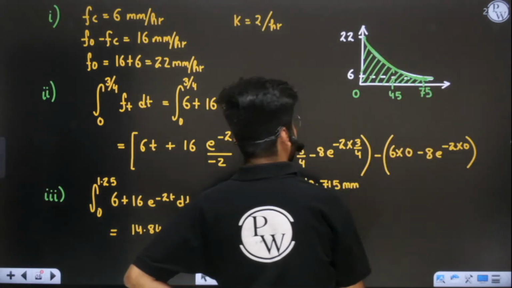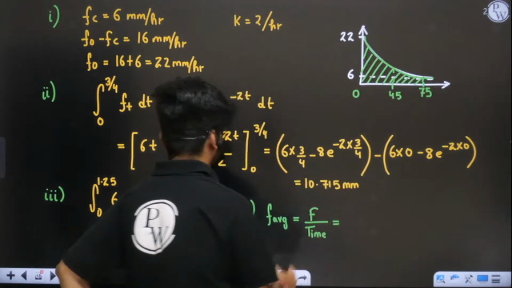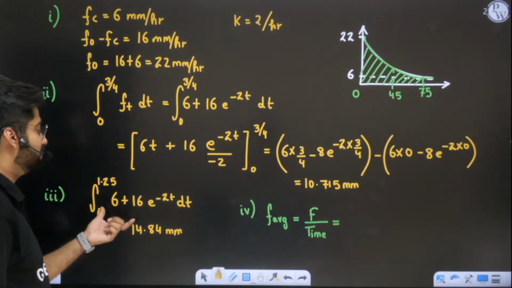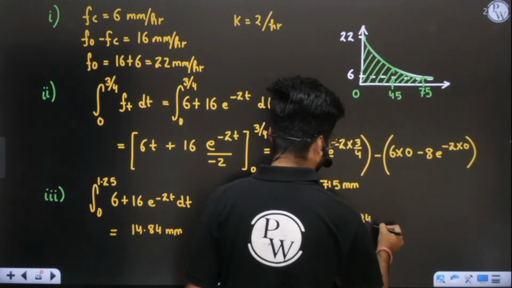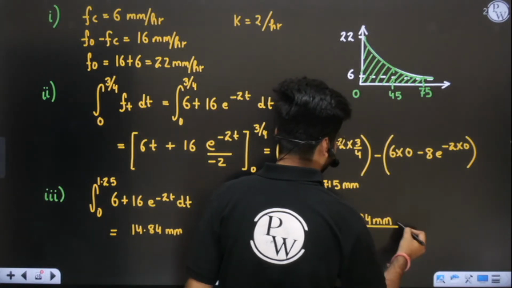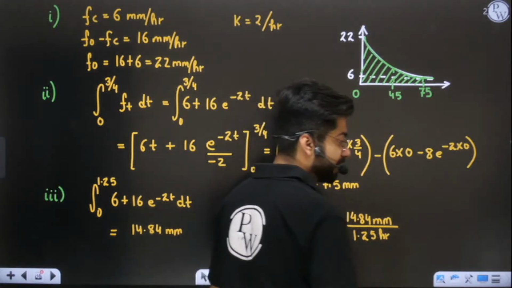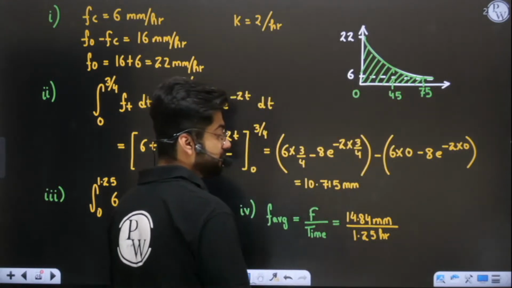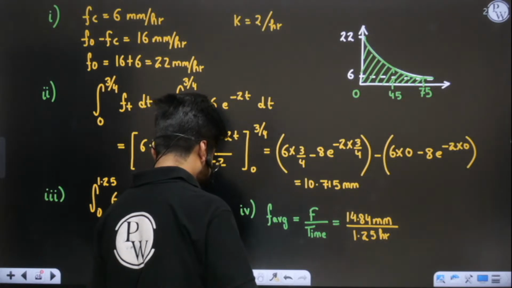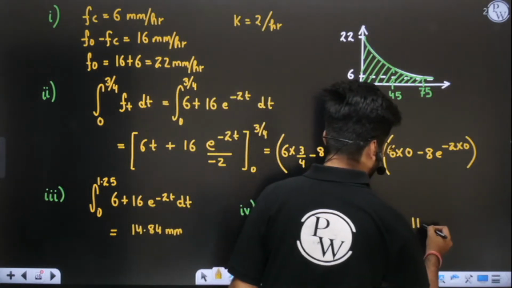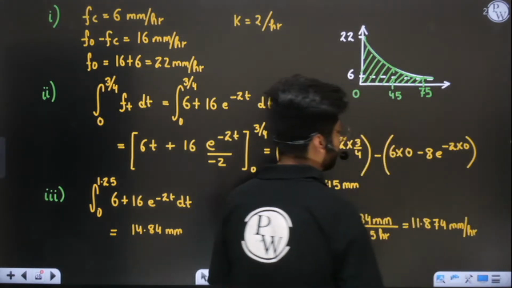Now you are saying to find the average infiltration rate. The average infiltration rate will be the total infiltration which has happened in this time duration. The total infiltration in 75 minutes is 14.84 mm, divided by the total time duration, which is 1.25. When you divide it, you get 11.874. So what is the meaning of this average value?